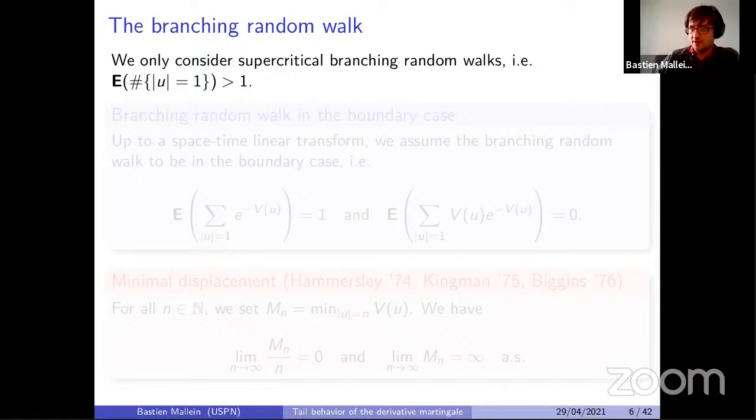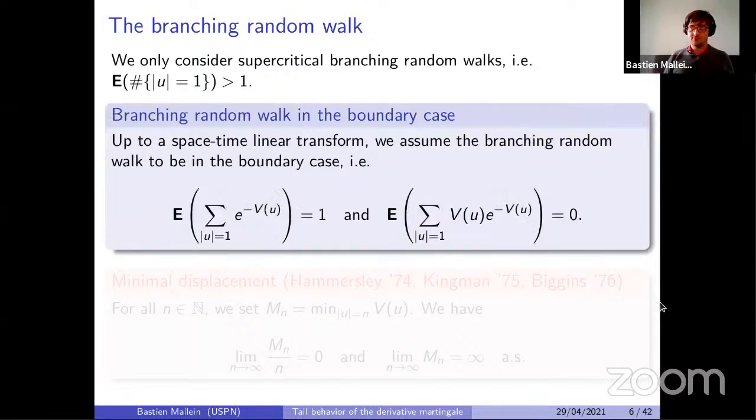I will assume the branching random walk I consider to be in the boundary case, which means that the two following integrability conditions are satisfied. If I take the mean of the sum over all individuals in the first generation of e to the minus the position of the particles, I get something that is equal to 1. And the expectation of the sum of the position times e to the minus the position is equal to 0.